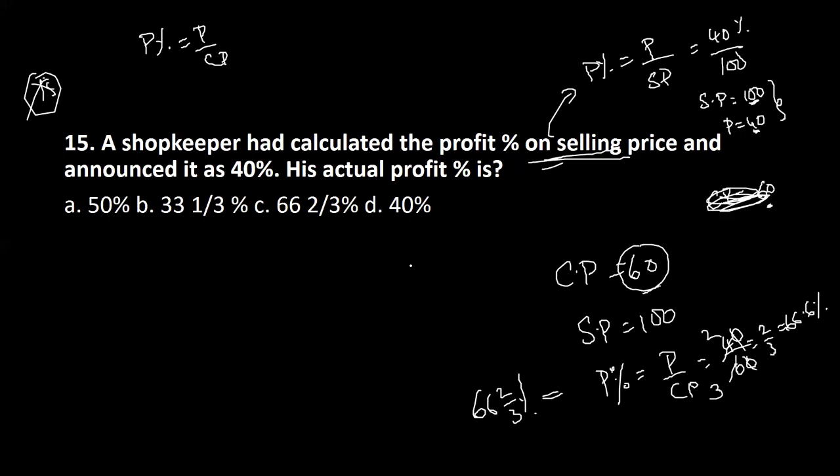It will not be 40, Ramu. See, here the thing is that the profit percentage is calculated on SP, on the selling price. You know that the selling price is 100 and he's telling that the profit is 40. But if that profit is 40, then cost price will be how much?